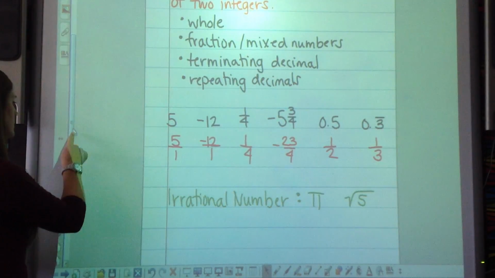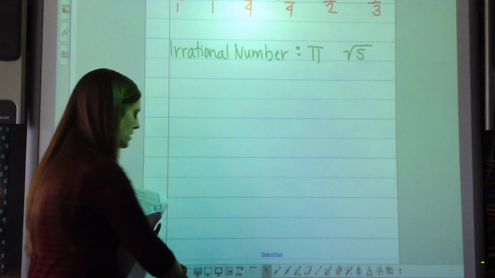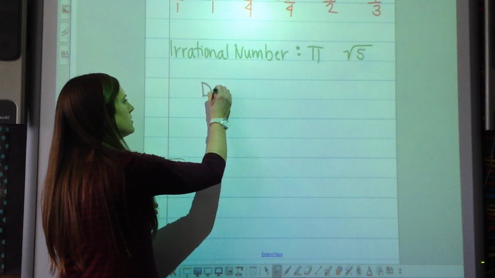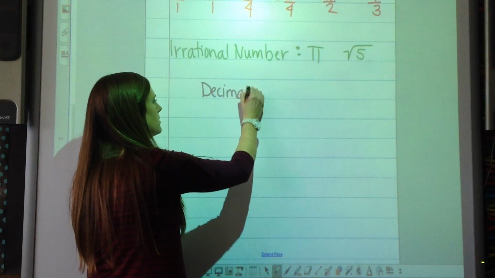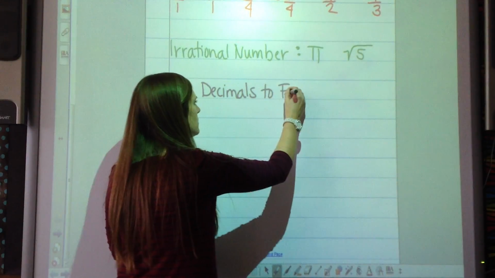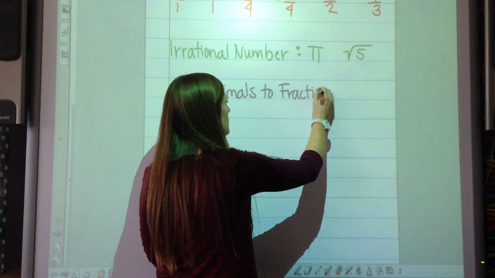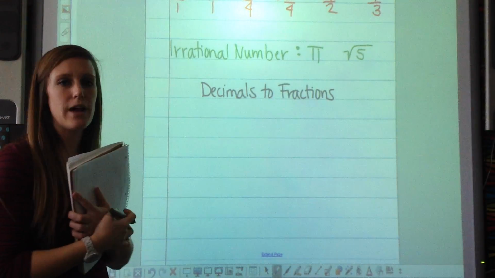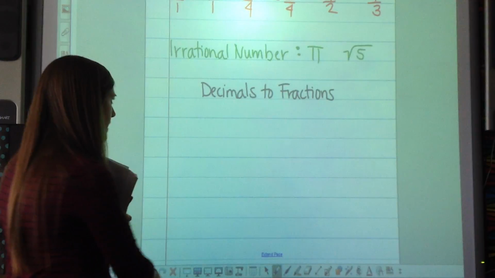Alright, so let's start converting. And I'm going to convert from decimals to fractions. And in order to convert from decimals to fractions, you need to use place value.